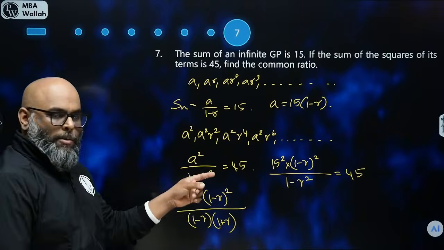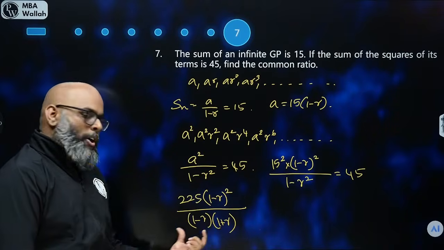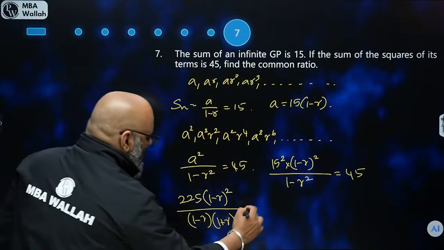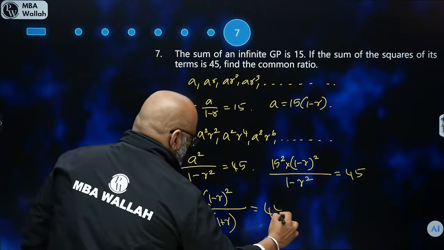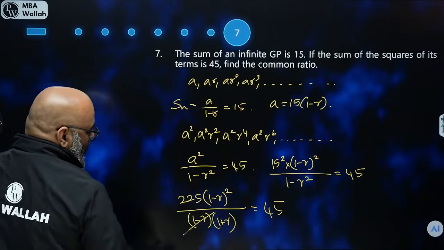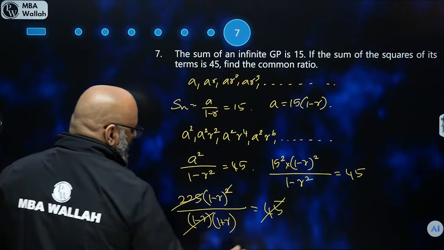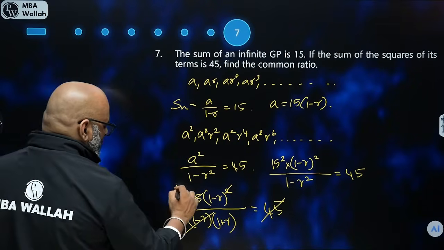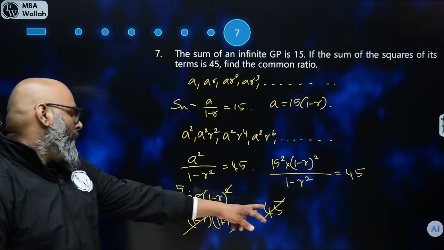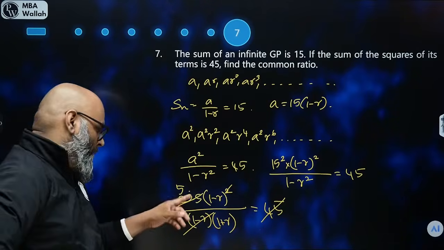A square minus B square is equal to A plus B into A minus B. That's all. This is equal to 45. So I can cancel 1 minus R and 1 minus R over here. 225 and 45 goes beautifully 5 times. 45 into 5 is 225.